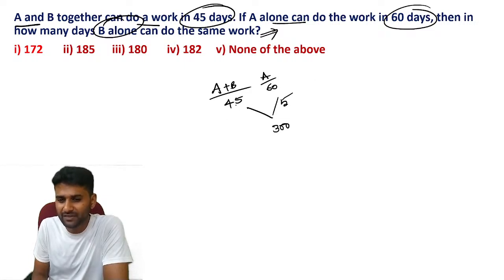What about the efficiency of A and B together? If you go through the calculation, 45 is multiplied by 2 times is 90. Sorry guys. Give me a second.